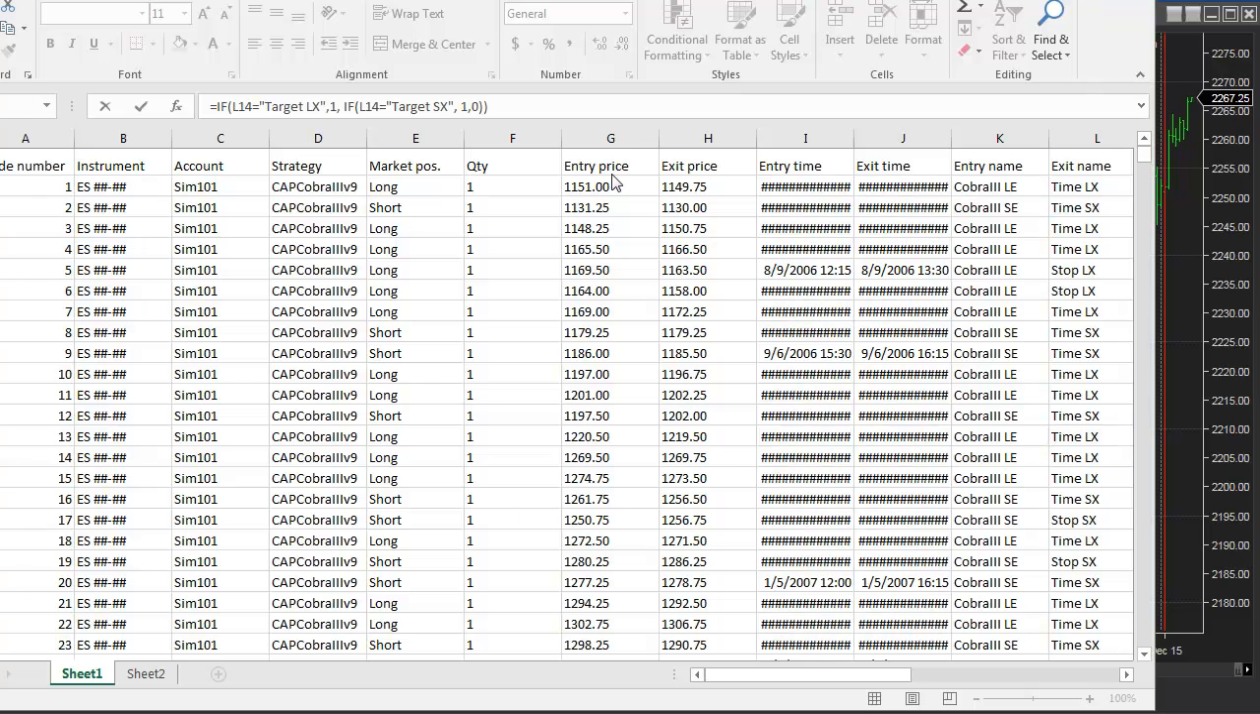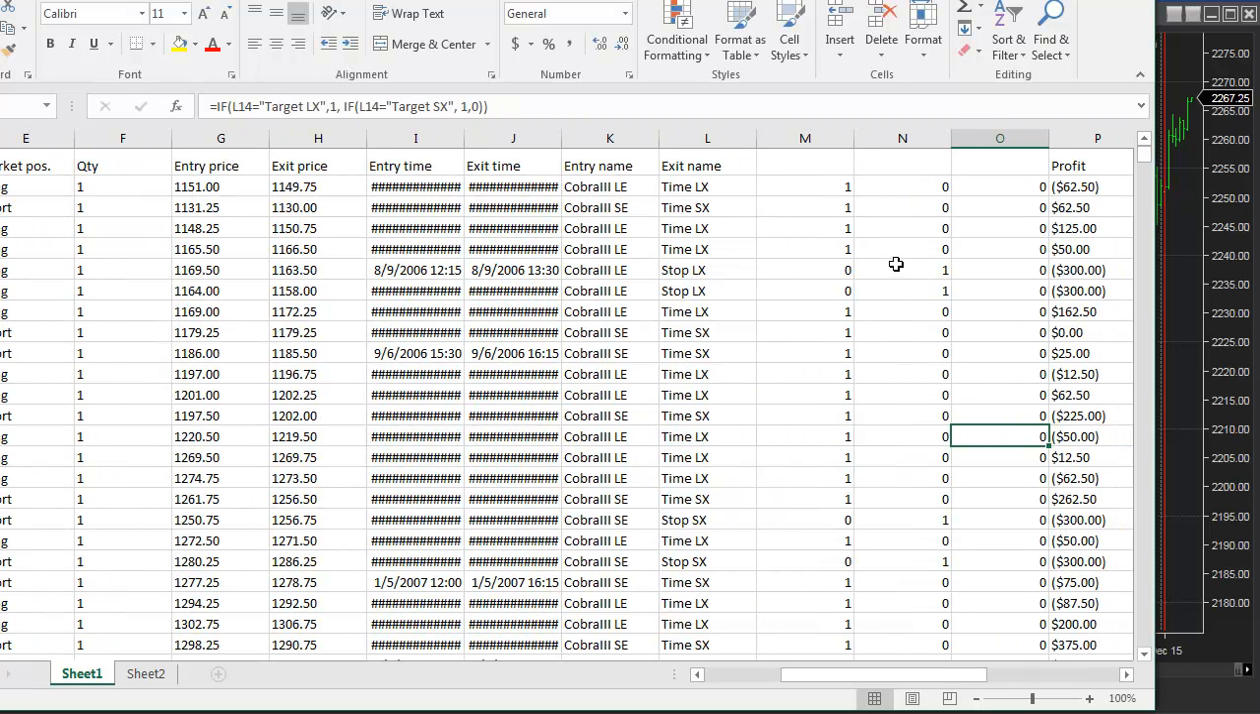So here's the spreadsheet. I opened it up. Here are all the trades, 867 trades. You have your entry price, your exit price, your entry name, your exit name. And what I did is I added these three columns so I could sum up each of the time exits, the stop exits, and the target exit. So if this one was a time long exit or time short exit, then I just put a 1 here so I can add it up.